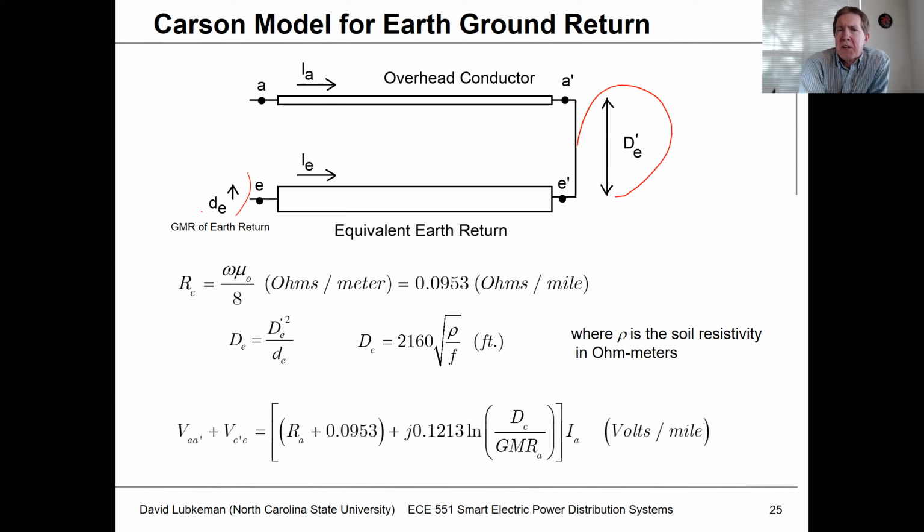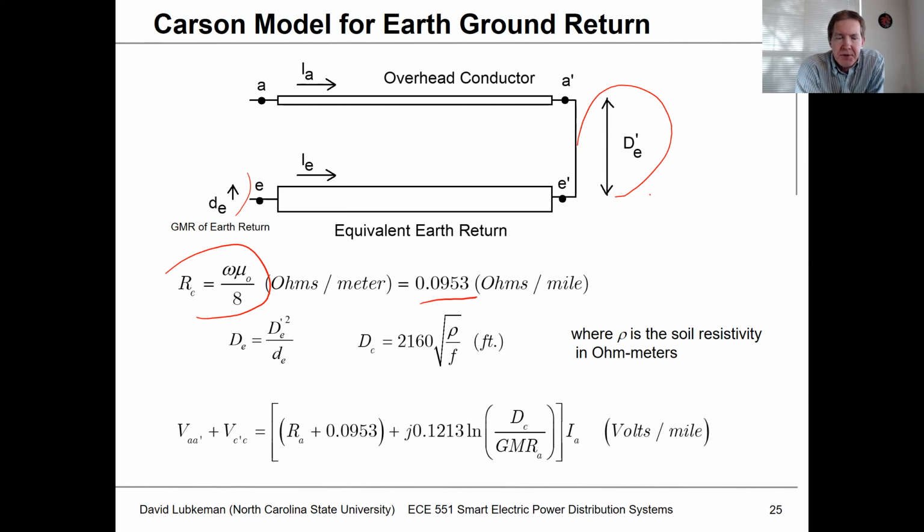In other words, you can think about it as like a dirt conductor, right? You've got a dirt conductor underneath the ground. And it turns out that the impact of this dirt conductor is to add a resistance that's given by omega times mu naught over 8, which in ohms per mile is 0.0953 ohms per mile. Okay, so Earth return adds a resistance.